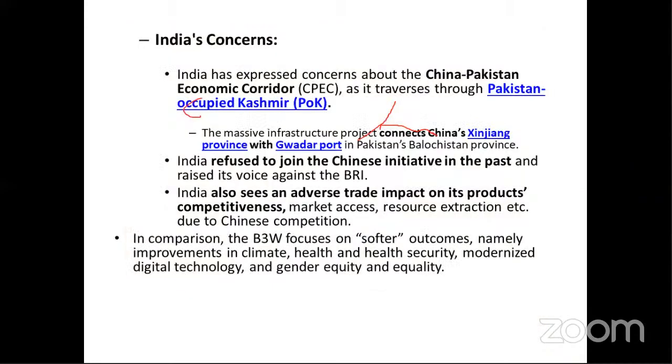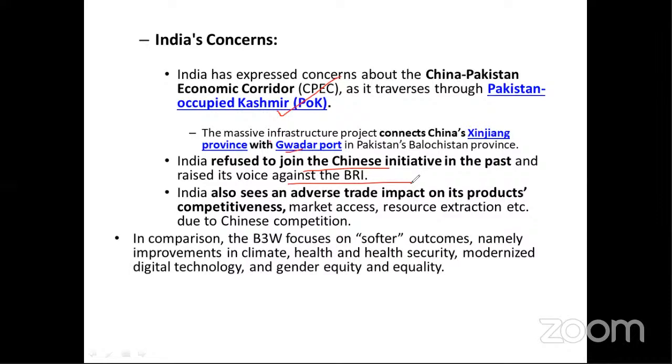Now, what is India concerned about regarding the Belt and Road Initiative? India has expressed concern about the China-Pakistan Economic Corridor as it traverses through Pakistan-occupied Kashmir. The massive infrastructure project connects China's Xinjiang province with Gwadar port in Balochistan province, Pakistan. India refused to join the Chinese initiative in the past and raised its voice against it. Multiple times the Chinese government has given a proposal for the Indian government to become a part of the Belt and Road Initiative.